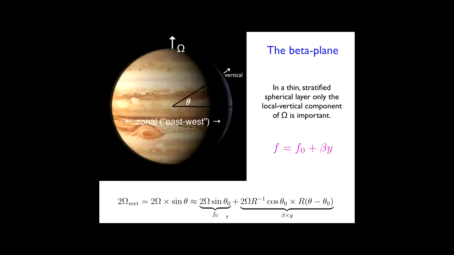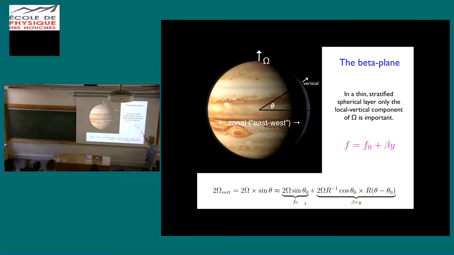So just to remind you, the beta plane idea is to look at a restricted range of latitudes on a rapidly rotating planet where there's a local vertical which is pointing in the radial direction like that. And only the vertical component of the rotation vector is important. But if you work out the vertical component, it's not going to be constant if I move through some range of latitudes, delta theta. And so the simplest approximation you can make, which I guess goes back to Rossby, is to expand sine theta around the central latitude that you're interested in.